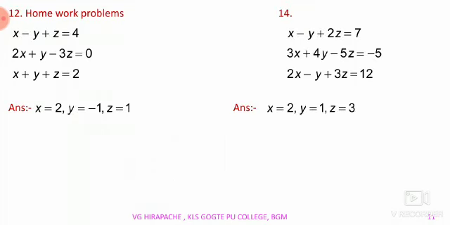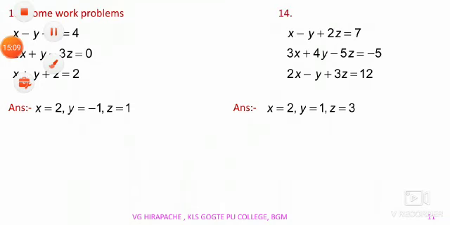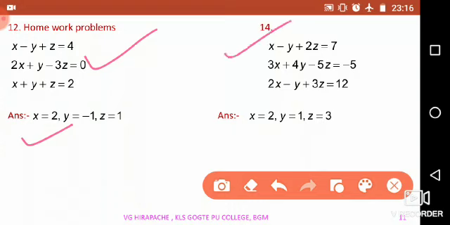For your convenience and for practice, I have given two questions from exercise 4.6, question number 12 and question number 14, with their solutions. Question number 12 contains three equations, and the values are x is 2, y is minus 1, z is equal to 1. The other question from the same exercise is x minus y plus 2z is equal to 7, 3x plus 4y minus 5z is equal to minus 5, 2x minus y plus 3z is equal to 12. The values are x is 2, y is 1, z is 3.